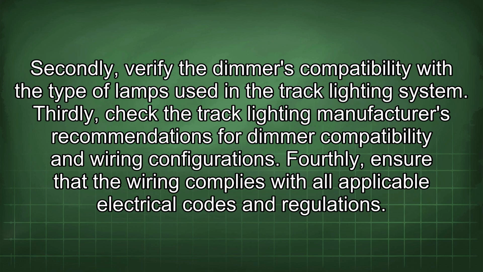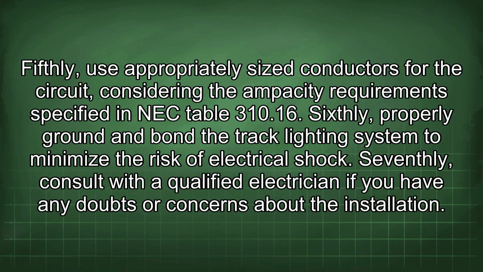Thirdly, check the track lighting manufacturer's recommendations for dimmer compatibility and wiring configurations. Fourthly, ensure that the wiring complies with all applicable electrical codes and regulations. Fifthly, use appropriately sized conductors for the circuit considering the ampacity requirements specified in NEC Table 310.16. Sixthly, properly ground and bond the track lighting system to minimize the risk of electrical shock.